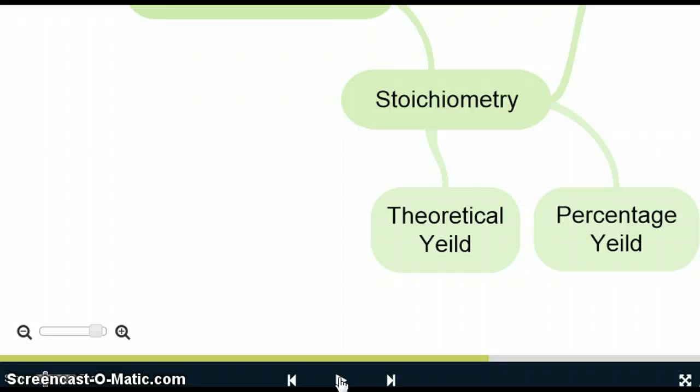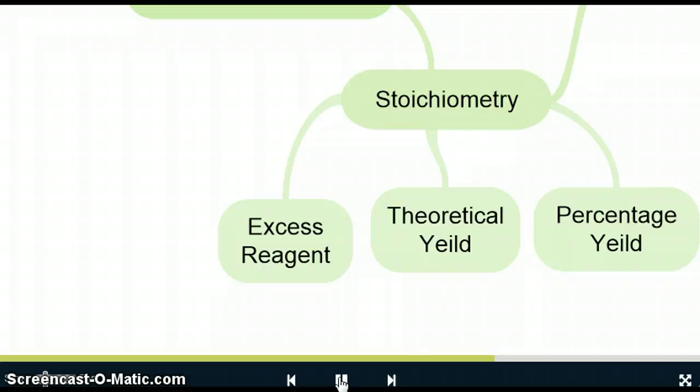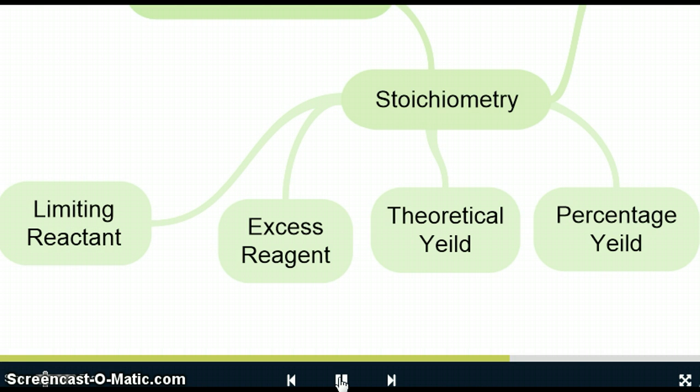You can use stoichiometry to calculate percentage yields. You can use it to calculate theoretical yields. You can use it to calculate the excess reagent and the limiting reagent. So what does all that actually mean? The limiting reagent is the one that, once it's used up, the reaction can no longer continue. So it's limiting the reaction from proceeding. The excess reagent is the one that has stuff left over at the end.